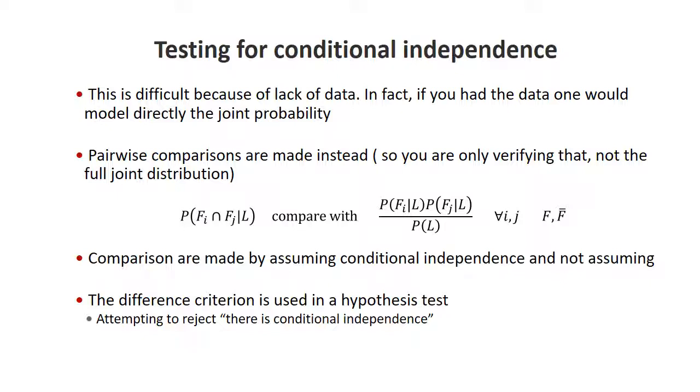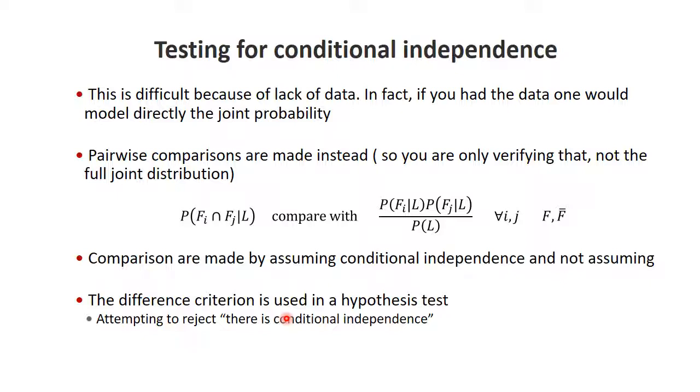Let me put my pointer. Some of this joint distribution here, and compare it with what it would look like if we assumed conditional independence. So these comparisons are then made by assuming conditional independence and then trying to state a hypothesis and try to reject it.